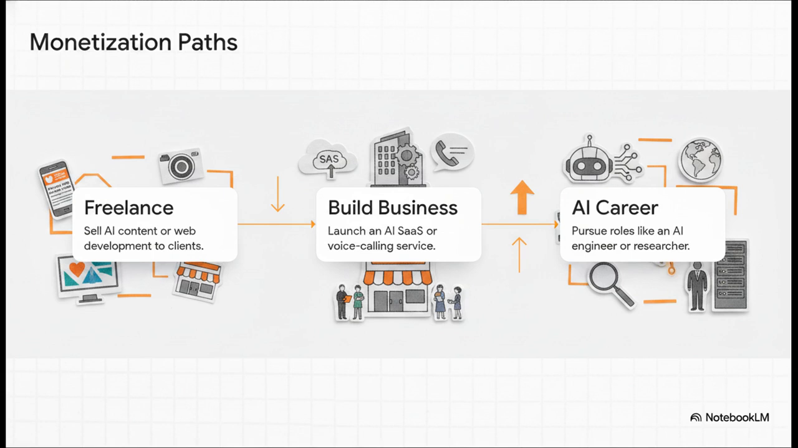Step 2 is building a business. You can launch your own AI software as a service, or you could even build a lean one-person business offering AI voice calling agents to local clinics and stores. And step 3 is the career route. If you already have a bit of a technical background, you can pursue highly specialized, highly paid roles like an AI engineer or researcher at top tech firms. There is literally an option here for everyone.